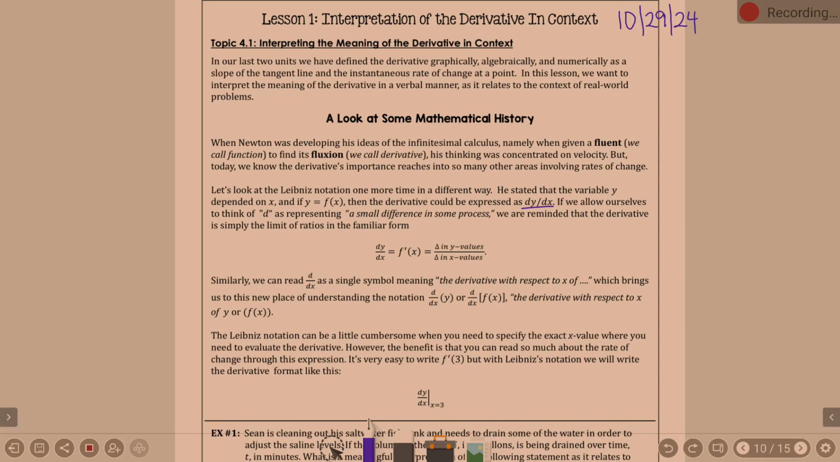Leibniz notation can be a little cumbersome when you need to specify the exact x value where you need to evaluate the derivative. However, the benefit is you can read so much about the rate of change through this expression. It's easy to write f prime of 3, so that would be the derivative evaluated at 3. But with Leibniz notation, we'll write the derivative dy dx evaluated at x equals 3. These pieces are saying the same thing, but this one allows us to see that it's the derivative of y with respect to x when evaluated at x equals 3. Okay?